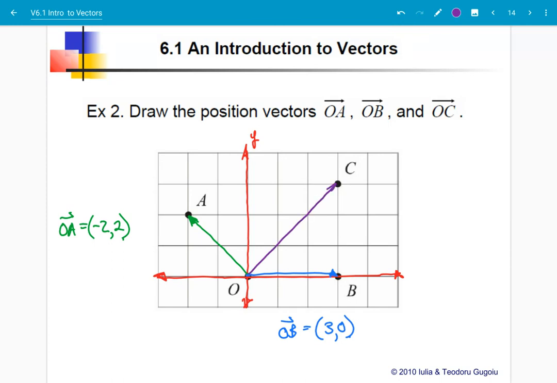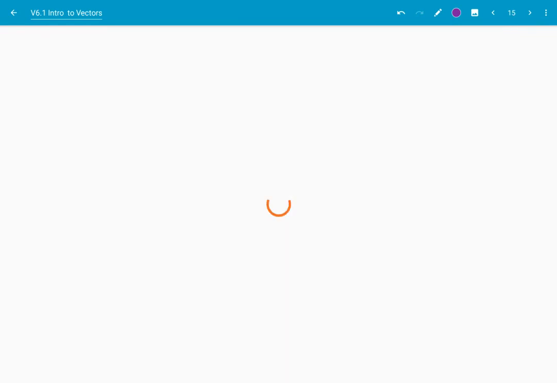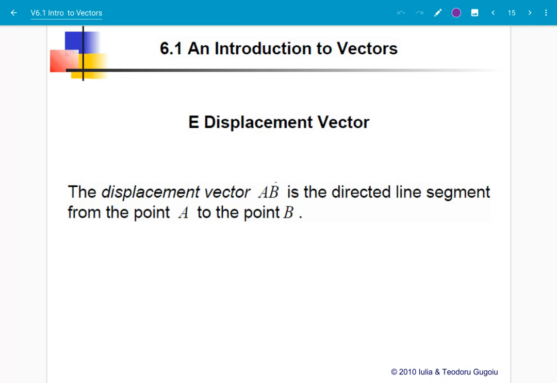And we have vector O to C. Geometrically, algebraically, it is 3 right and 3 up. So 3 and 3. So I've included both the geometric and the algebraic vector. Displacement vectors do not start at the origin. They are from point A to point B. There should be a vector arrow on that.